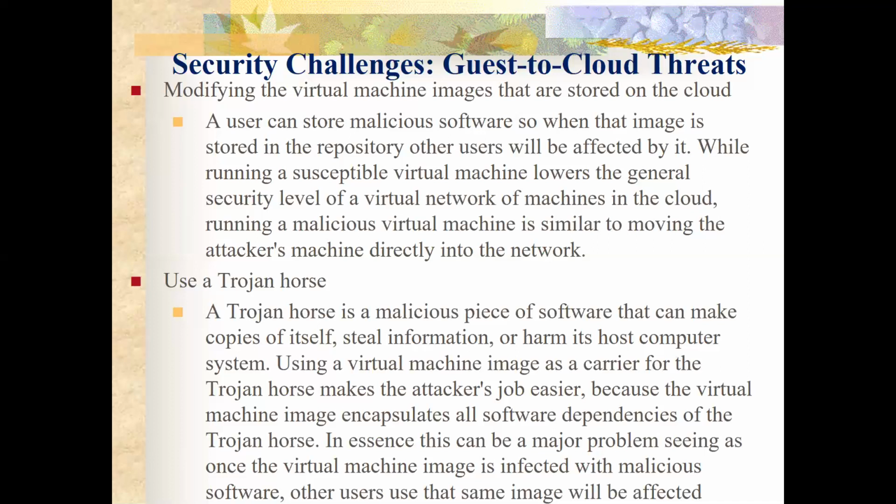The second example is the use of a Trojan horse. A Trojan horse is a malicious piece of software that can make a copy of itself, steal information, or harm its host computer system. It is also related to the use of virtual machine images. Using a virtual machine image as a carrier for the Trojan horse makes the attacker's job much easier because the virtual machine image encapsulates all software dependencies of the Trojan horse. In a sense, this can be a major problem, since once the virtual machine image is infected with malicious software, other users who use that same image will be affected.